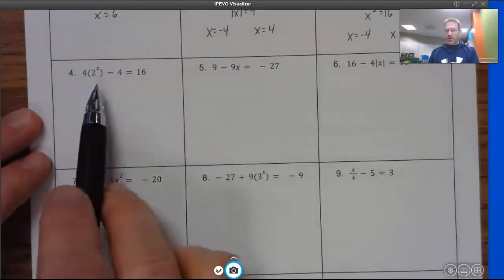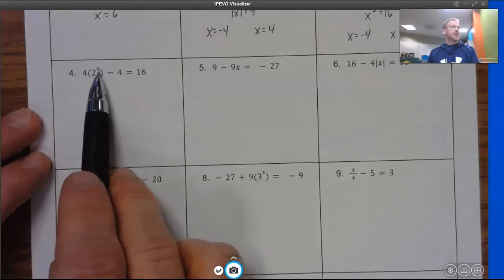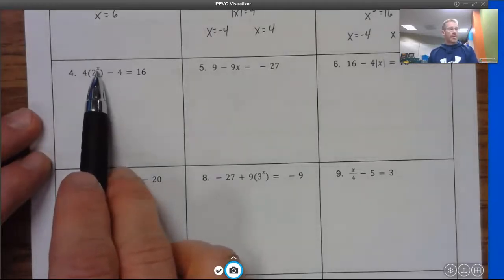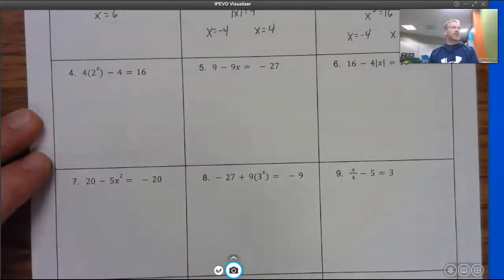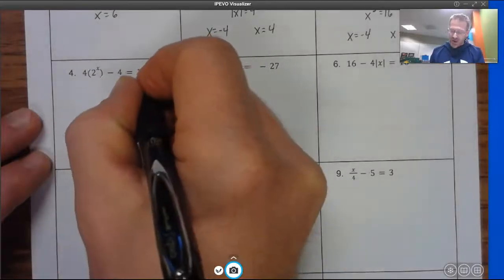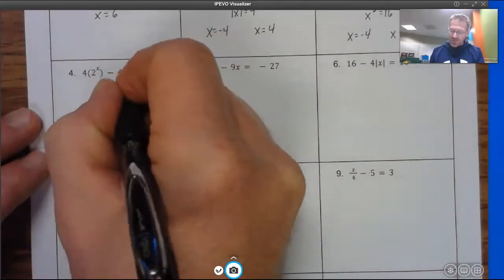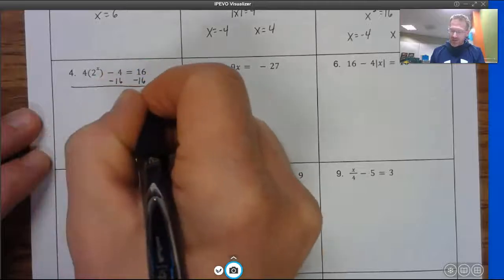Okay, looking at number 4 here, my exponent is an x, that means it's exponential. I'm expecting 1 solution this time. All right, I look at my problem. Oh, it's not equal to 0. So I want to make it equal to 0. So I'm going to subtract 16 from both sides. All right, so that makes it equal to 0.